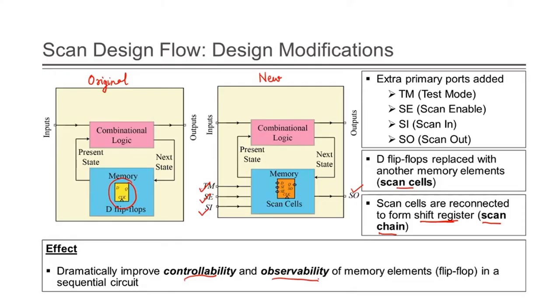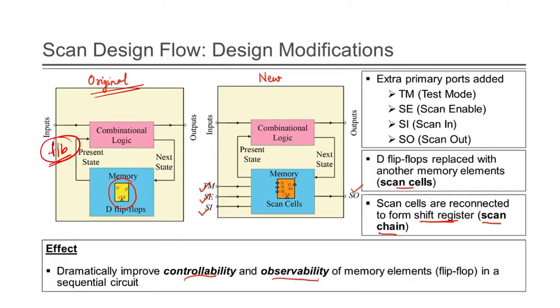Coming to the scan design flow, last class we already saw that when you are designing with sequential circuits, there is a problem with controllability and observability. That problem we can eliminate by using the scan design flow. So this is my original circuit. You know about the sequential circuit: the output has feedback and it is given to the memory element. The memory element can be a D flip-flop, and it is given to the combinational circuit.